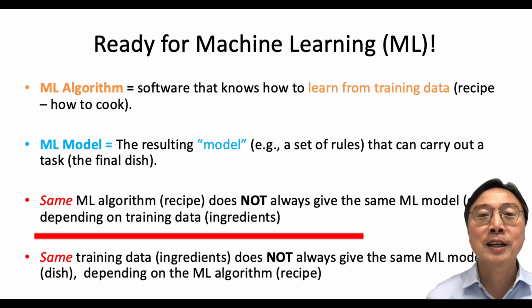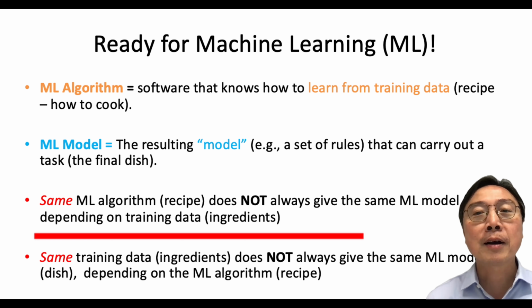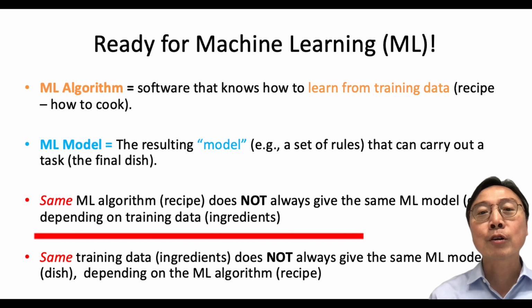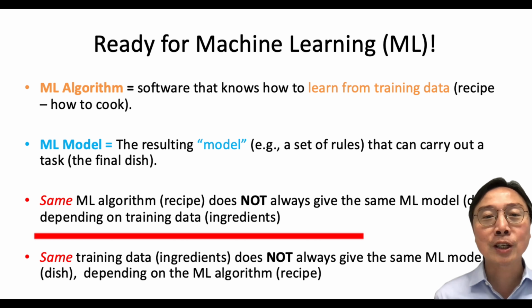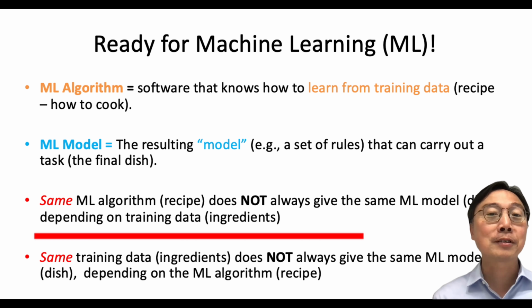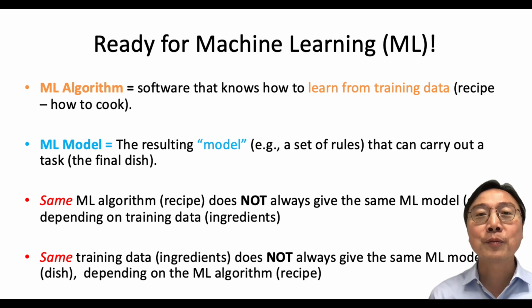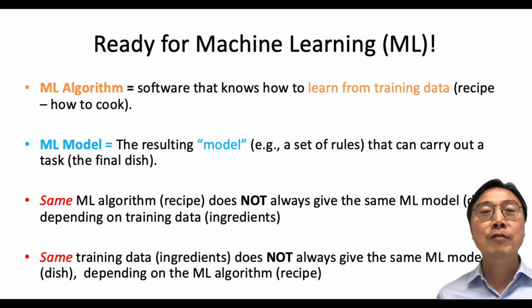It is a similar case for machine learning. Even with the same machine learning algorithm, it does not always give the same machine learning model if the training data is different, right? Someone said, garbage in, garbage out. If the quality of the data is not good, if the ingredients are not good, the final machine learning model probably will not be good.